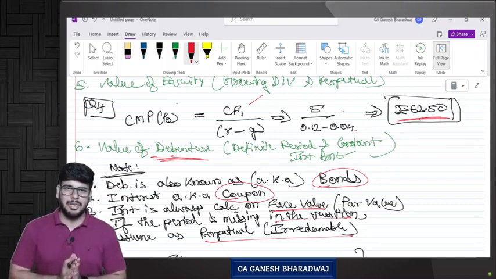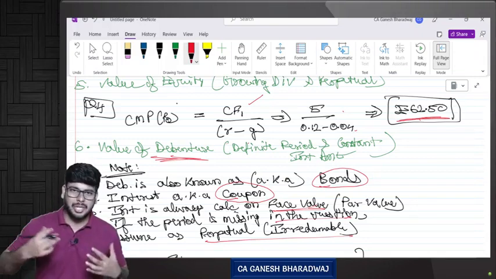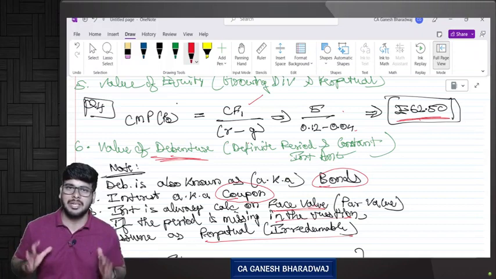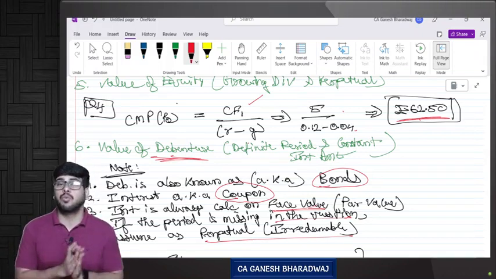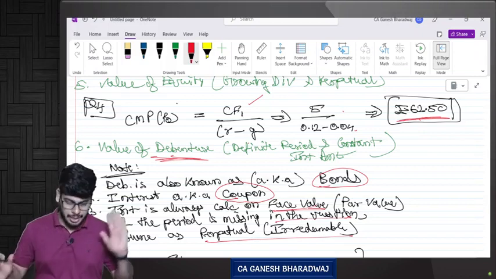So basically, what do you mean by a debenture? A debenture is a bond, and from the viewpoint of a debenture holder, an investor, what return does he earn? He gets something called interest. And interest is alternatively called coupon. Are you clear with this?